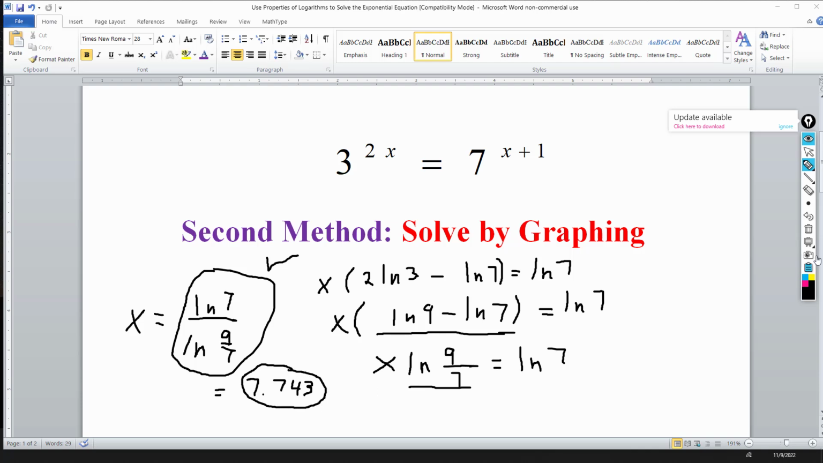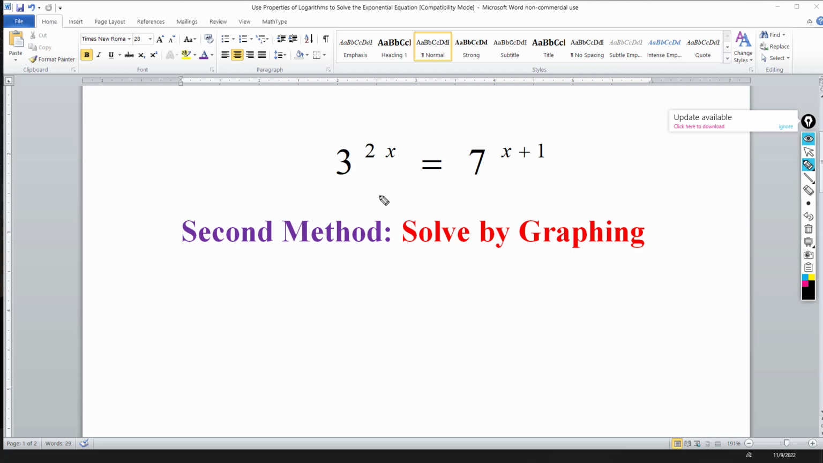That's it. Now the other way I want to do this is graphing. So what we'll do, on your graphing calculator, obviously you have the y1 into the function and you graph it. So in this case what we're doing is y1 is going to equal to, let's take this over to this other side, and we write this as 3 to the 2x minus 7 to the x plus 1.